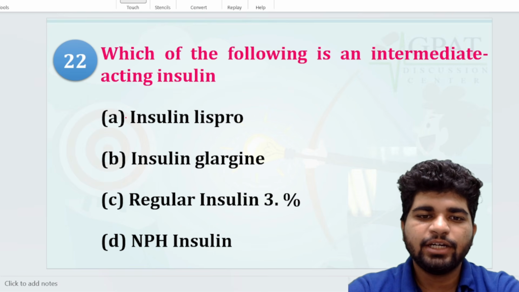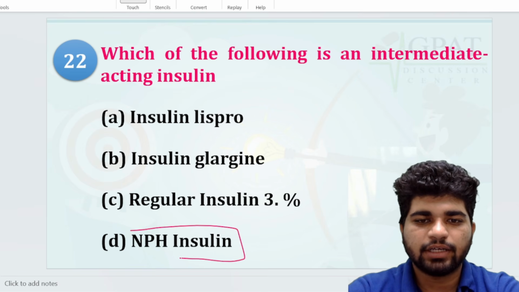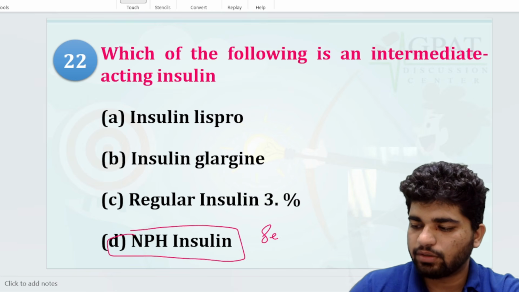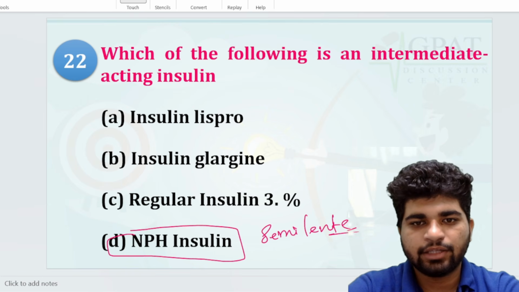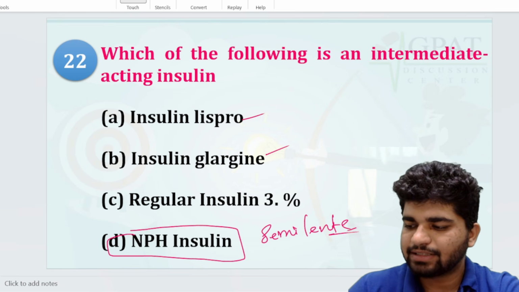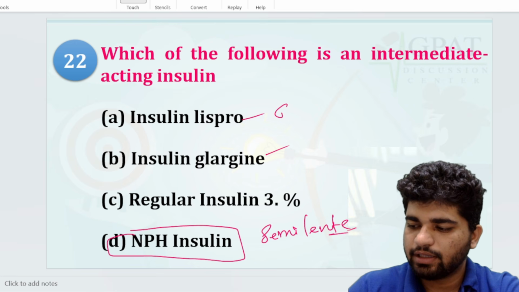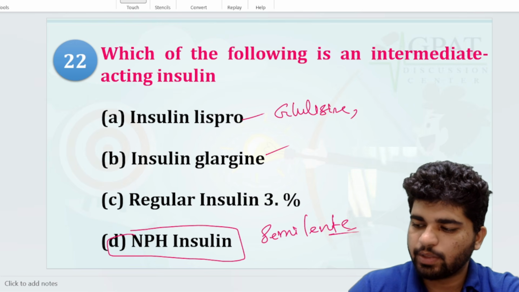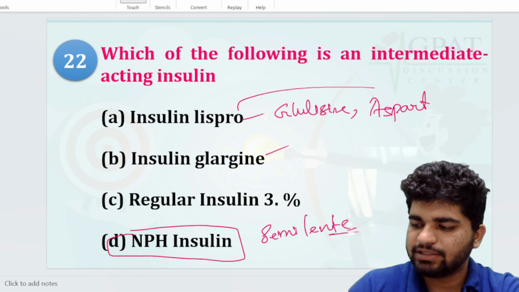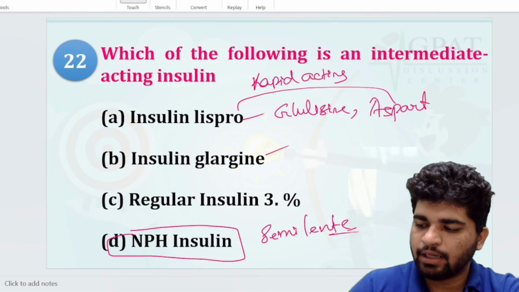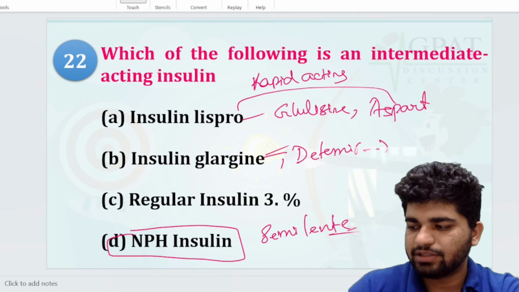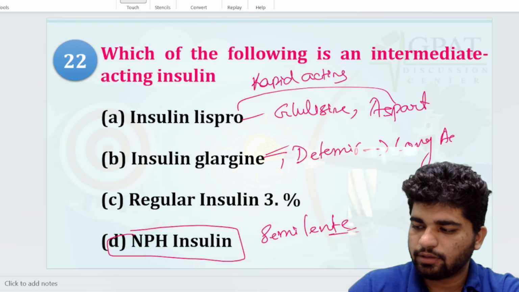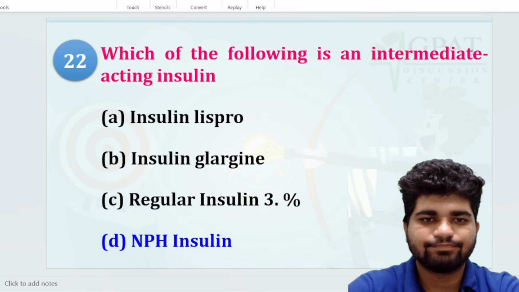Intermediate acting insulin is your NPH insulin, guys, as well as semi-lente insulin, which is also considered intermediate acting insulin. Whereas Lispro, glulisine as well as aspart are considered very short acting, or rapid acting. Glargine as well as detemir insulin are considered your long acting insulin preparations.